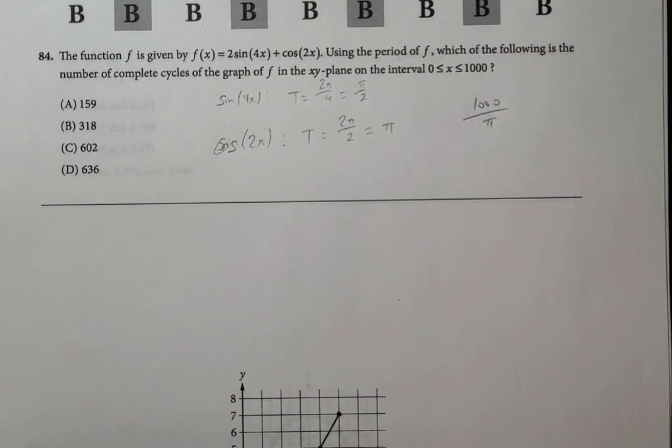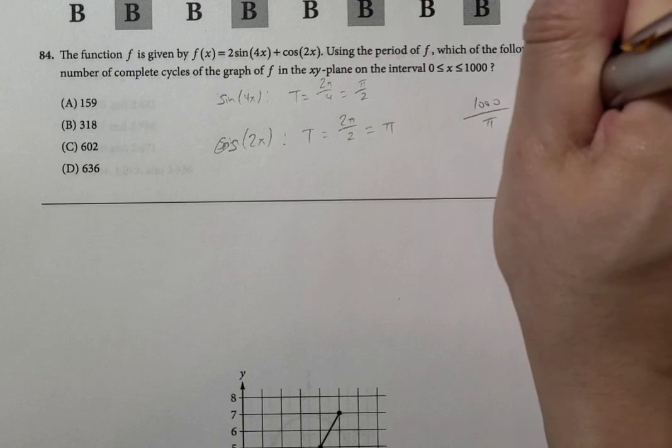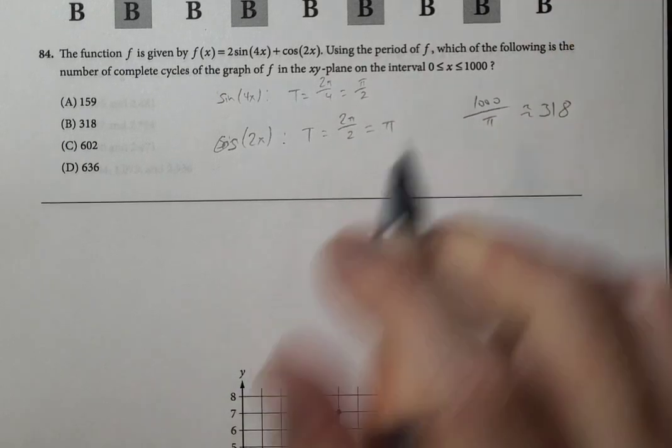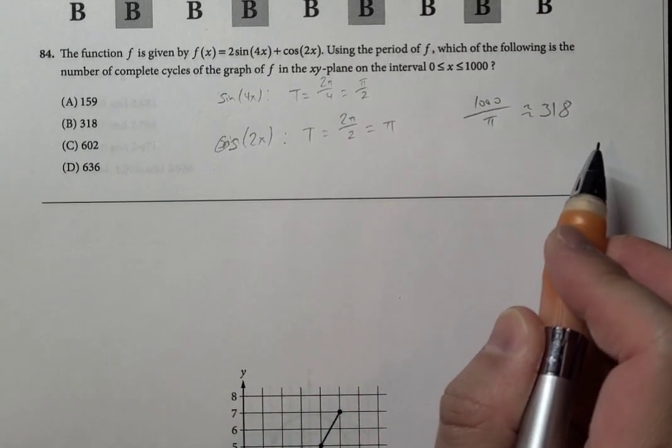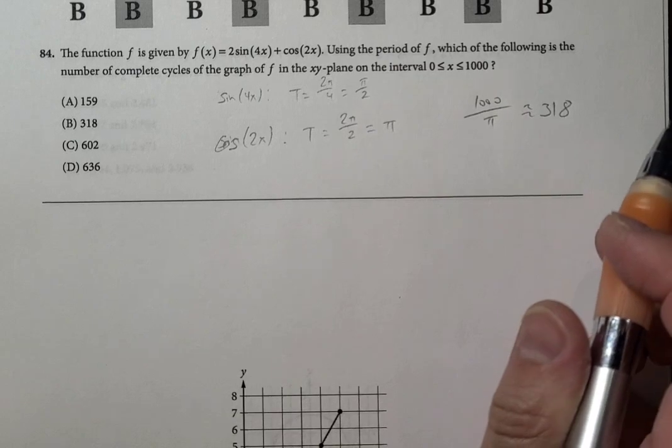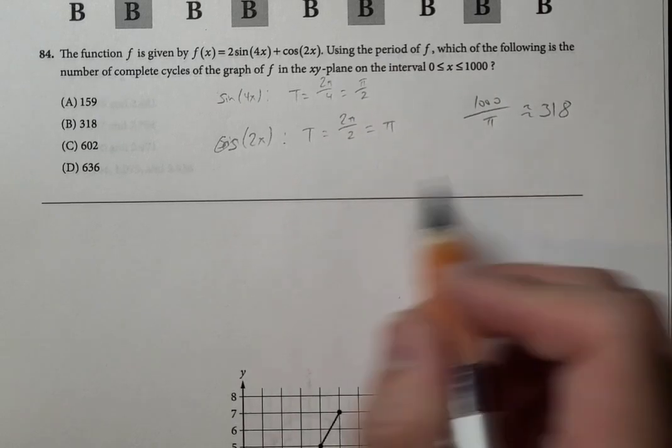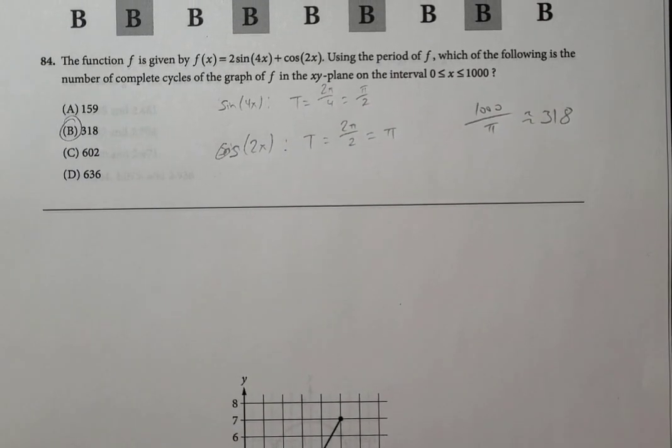Let me plug it into my calculator real quick. That's about 318. We're going to round down because it's 318.3 something. So it only completed 318 cycles. So the answer is B.